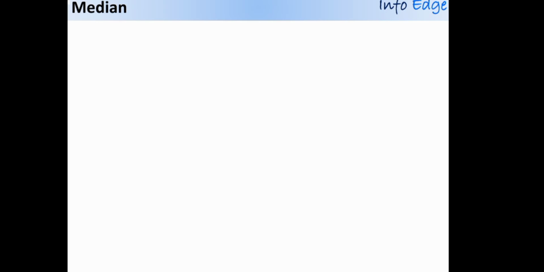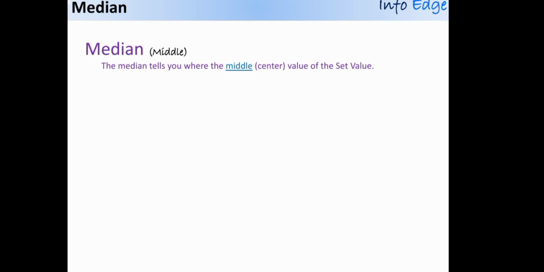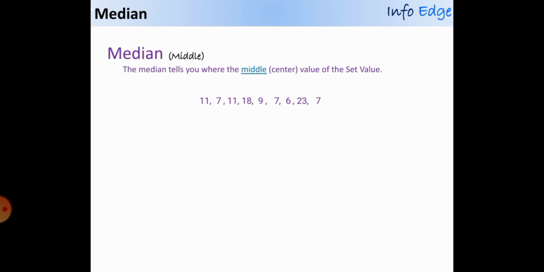Next we'll see the median. The median tells you where the middle or center value of the data set is. In the set of data we can see what the exact middle value is. The same set of values you can see here. Before calculating this, we have to organize the set of values from lowest to highest.